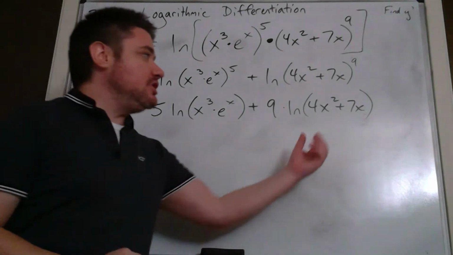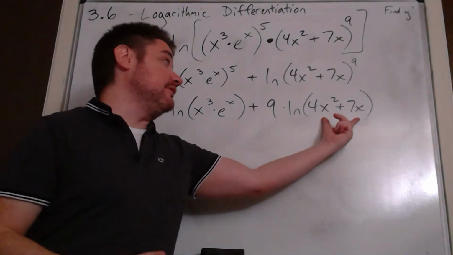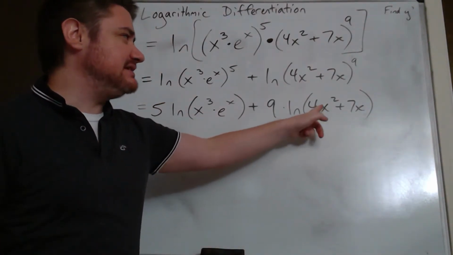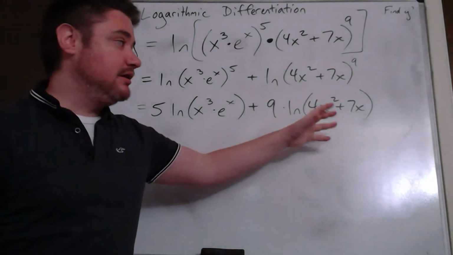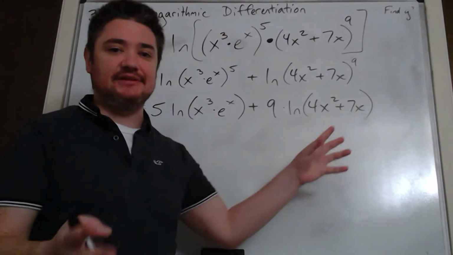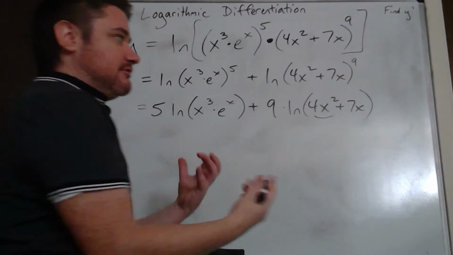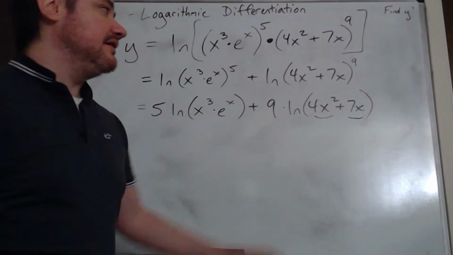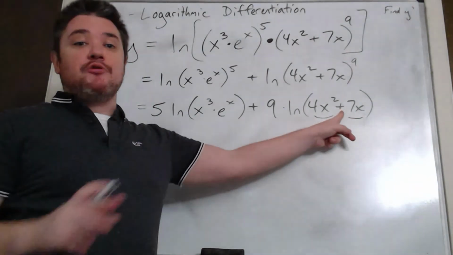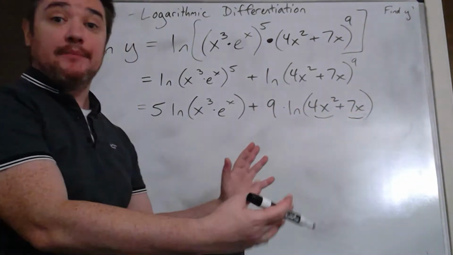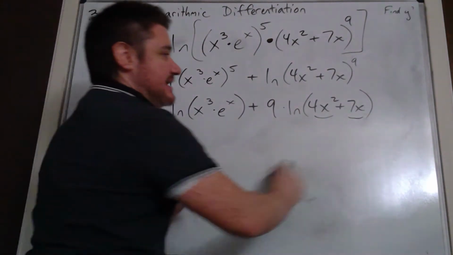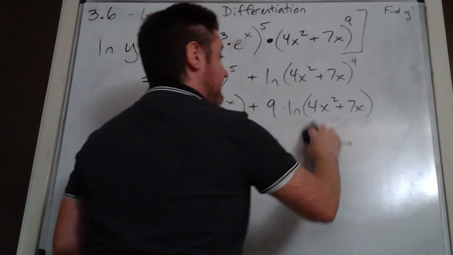So first of all, to note, within this log, I can't go further, right? I've got 4x squared, which is a product, 4 times x squared. So there's a little product. I've got 7 times x, so that's a product. But if I'm thinking 4x squared is glued together as one term, and 7x is glued together, they're being added within the log. Remember, there was no property that allowed me to break that up.